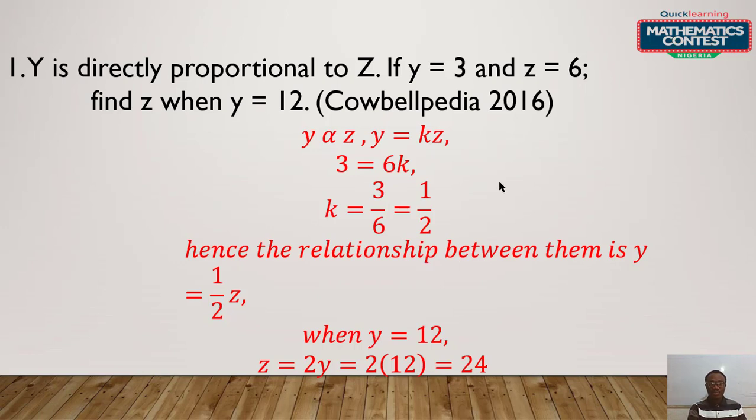Now, let's check something. From my explanation so far, an increase in one leads to a corresponding increase in the other. Let's see if it actually works. When y is 3, z was 6. When y is 12, obviously, this is an increase in y. Let's see what happens if z decreases or increases from this 6. We observe that z is 24, so this is a direct variation.